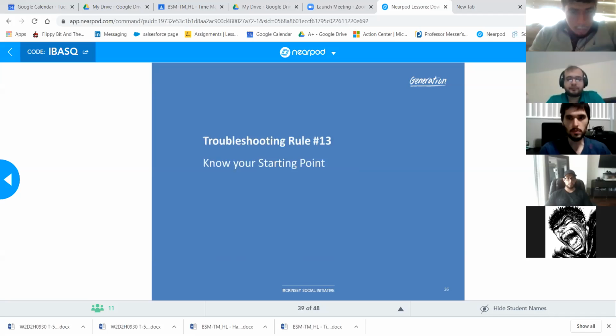Troubleshooting rule number 13, knowing your starting point. So rule number 13, Pablo, what do you think that means to us exactly? Remember, again, the importance of least invasive measures, finding out what does and does not work before you start taking a computer apart or doing anything, knowing your starting point. How would that help us?